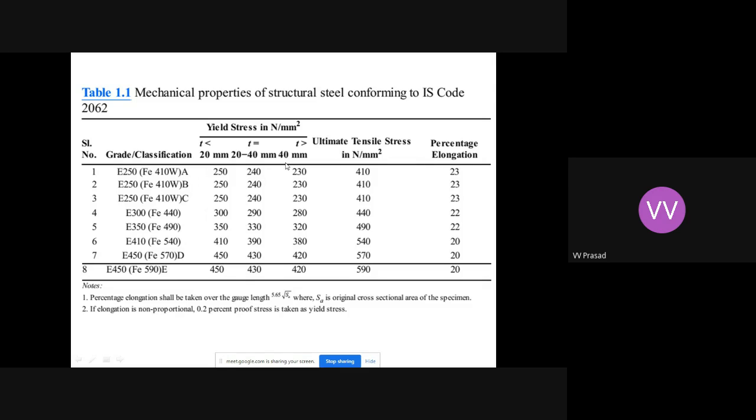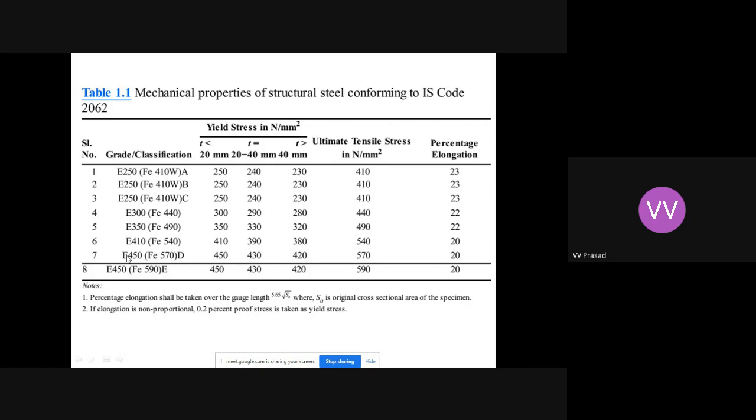It is for 40 mm means 230 Newton per mm square, sir. Next, E250B grade: for thickness less than 20 mm, it is 250 Newton per mm square. For thickness between 20 to 40 millimeter, it is 240 Newton per mm square, and for 40 mm it means 230 Newton per mm square.